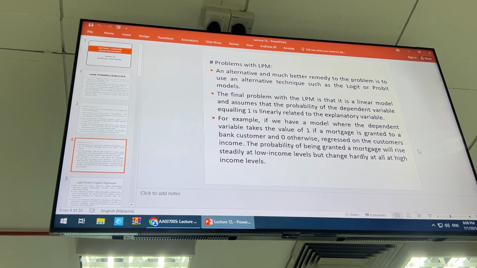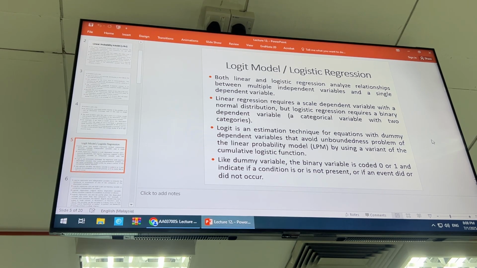So meaning that certain situation is not linear, but we assume it's linear, so it's not a proper model to model the probability. Alright, so logit model or logistic regression, both linear and logistic regression analyze the relationship between multiple independent variables and a single dependent variable.